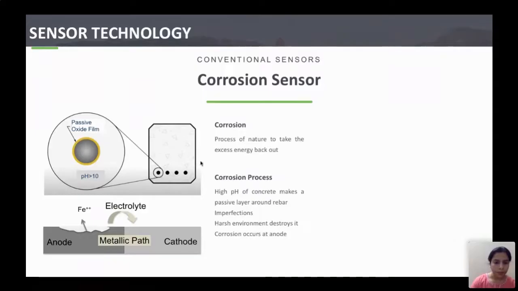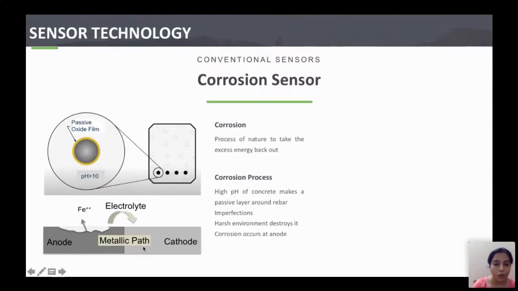Now how it happens, considering any RCC structure: as the pH of concrete is very high, that high pH results in a passive layer around the rebar. So that stops the corrosion of the rebar. But when the concrete is exposed to a very harsh environment, this layer gets destroyed and the corrosion happens. And how? Let me tell you how. While processing the metal, there are some regions in the metal which have a very high density of electrons and some which have a low density of electrons, right? So the higher density part of the metal becomes the anode, and the lower density region becomes the cathode. And of course there is a metallic path.